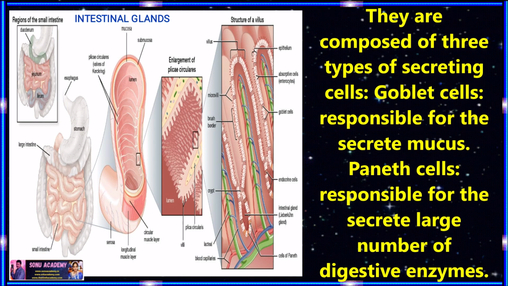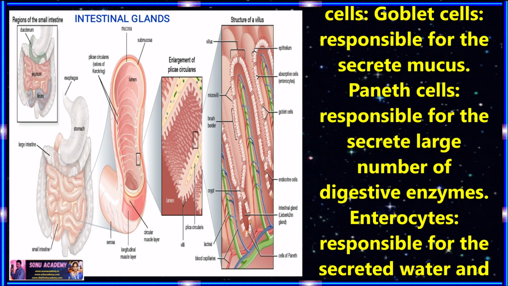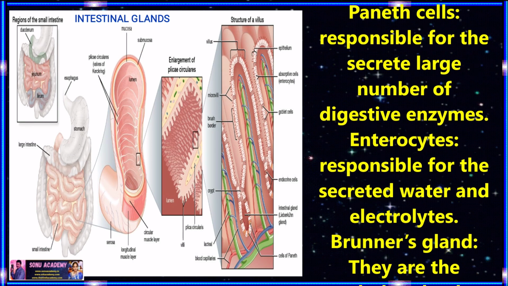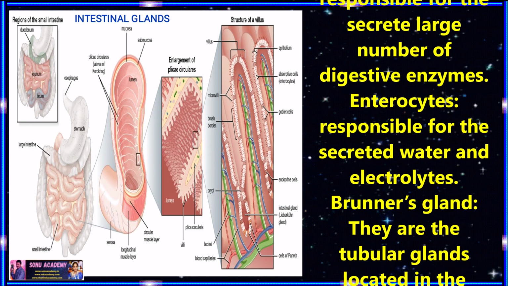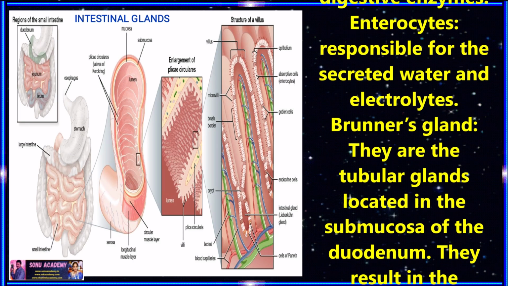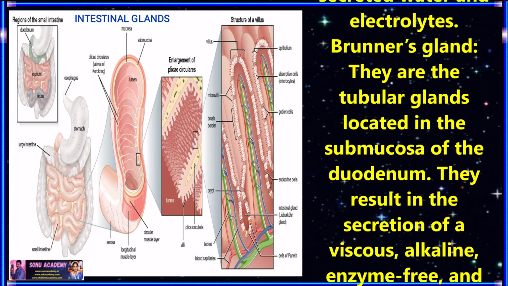Let us discuss goblet cells. Goblet cells are responsible for the secretion of mucus. Paneth cells are responsible for secreting a large number of digestive enzymes. Third one is enterocytes. These are responsible for secreting water and electrolytes.